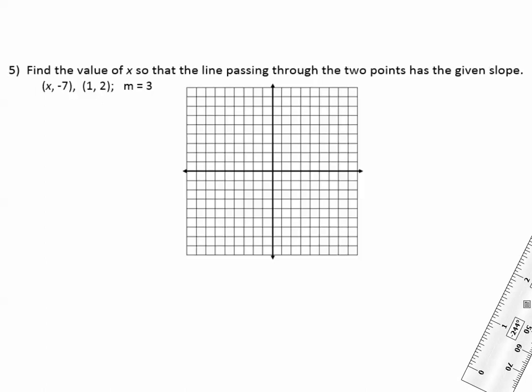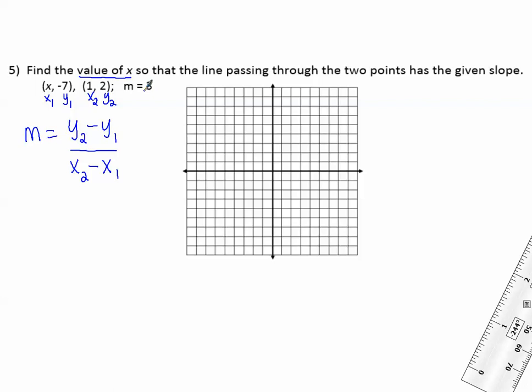Number 5. Find the value of x so that the line passing through the 2 points has the given slope. Here's the value of x that is unknown. Here's the given slope. Remember, the slope formula is y2 minus y sub 1 over x sub 2 minus x sub 1. So I could put these x and y coordinates, this is point 1 and this is point 2, into my formula with the slope being 3.